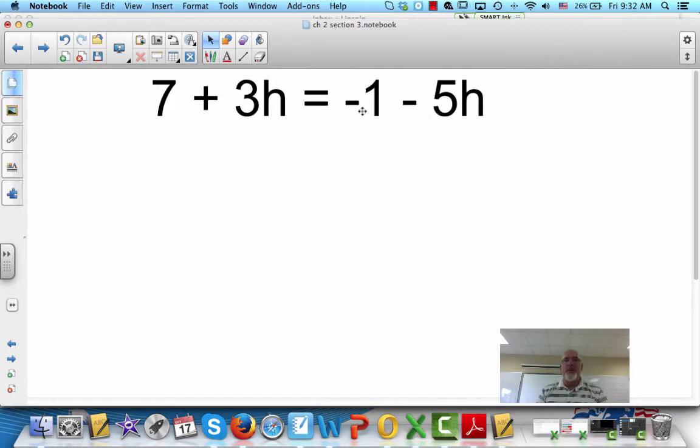So what you're going to have to do is get the h's on one side and the numbers on the other side, and then isolate the variable. So how are we going to do that? The same way that you've been doing it with numbers, okay? So what we'll do is we've got 7 plus 3h equals negative 1 minus 5h.